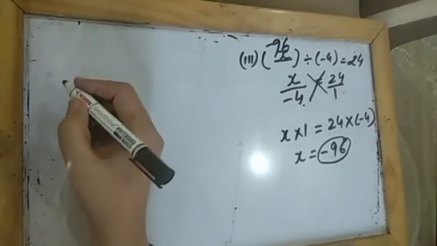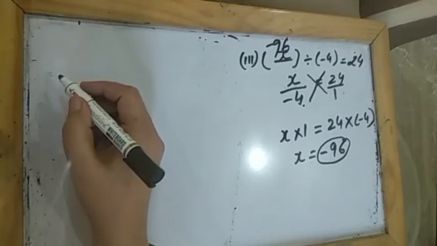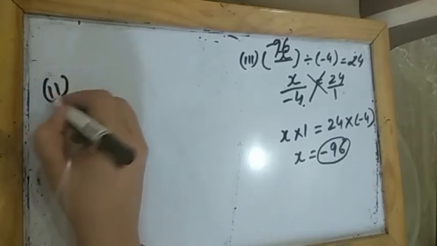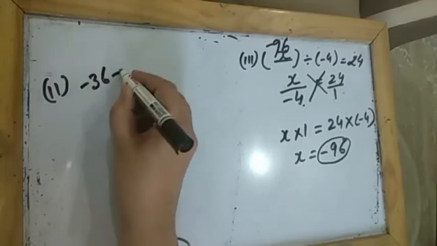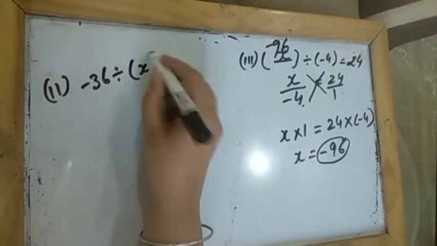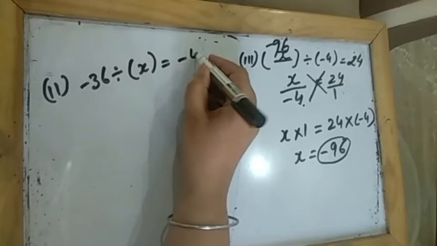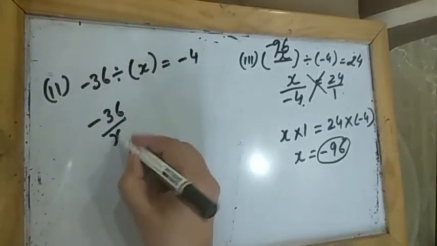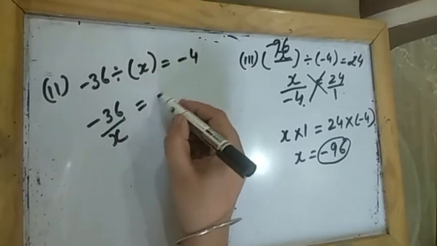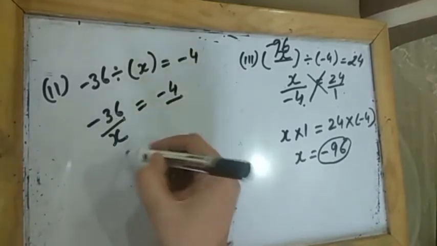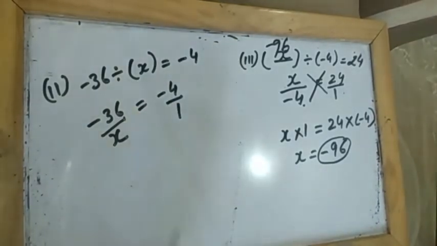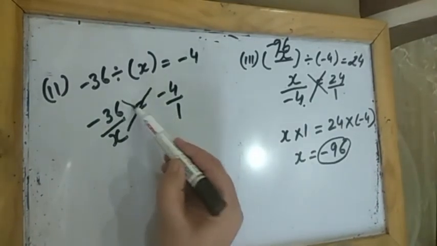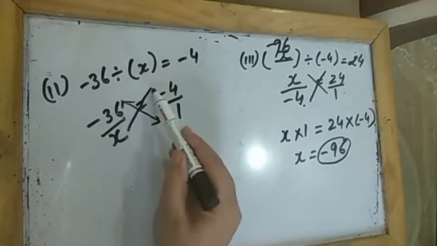Let me do example number 2. Minus 36 divided by x, which is a blank, equals minus 4. I can write this as minus 36 divided by x, and the other side will have minus 4, because this is a fraction. I will convert this also into a fraction. Now how can I solve fractions? I have fractions on both sides, so by cross multiplying them.